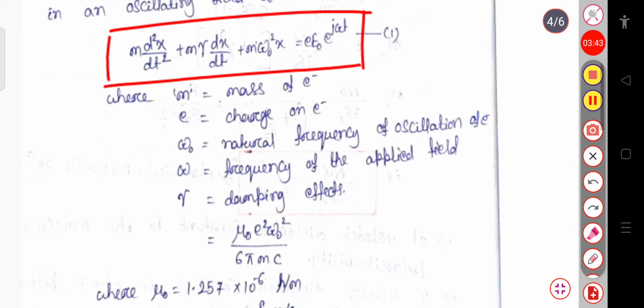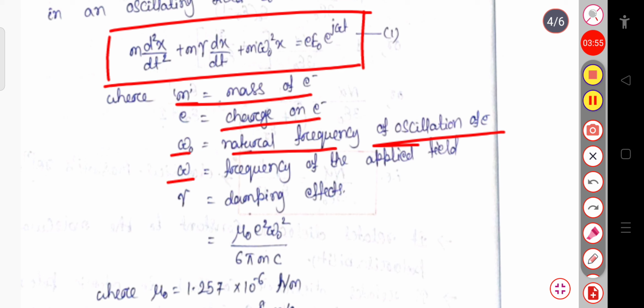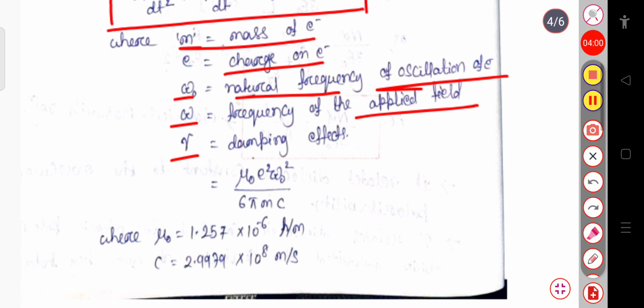Here in this case, m represents the mass of the electron, e represents the charge on an electron, omega naught represents the natural frequency of oscillation of the electron, omega represents the frequency of the applied field, and gamma represents the damping effect. Its value is gamma equal to mu naught e square omega naught square divided by 6 pi m c, where mu naught value is 1.257 into 10 power minus 6, and the value of c is 2.9979, or simply 3 into 10 power 8 meter per second.